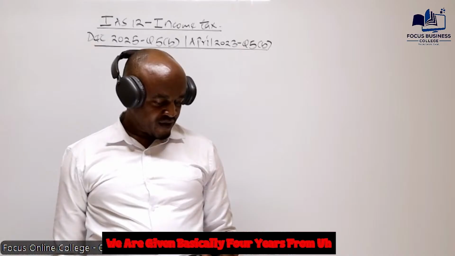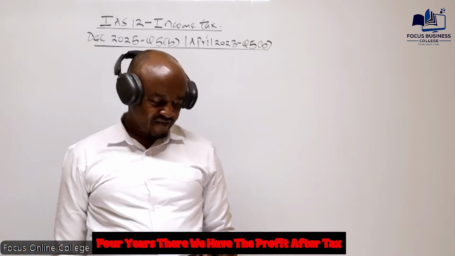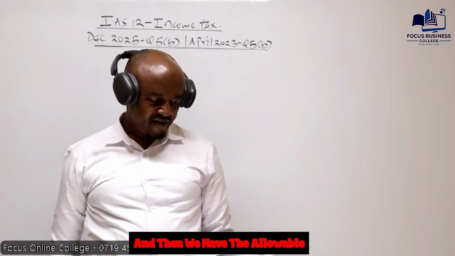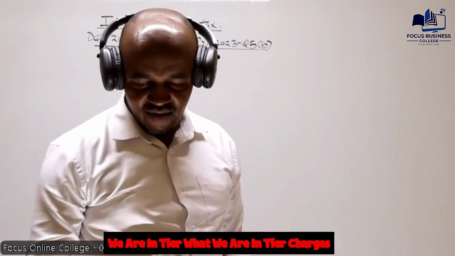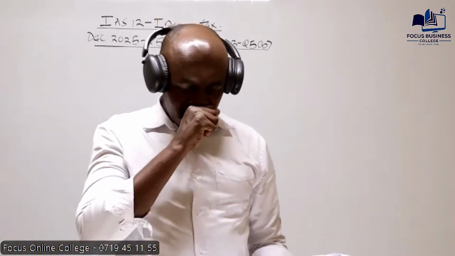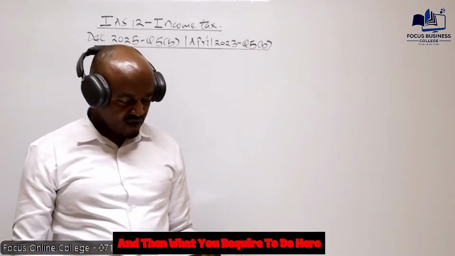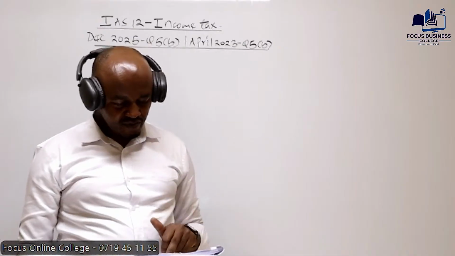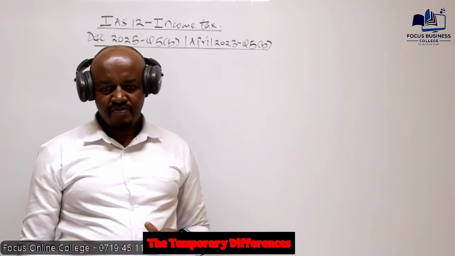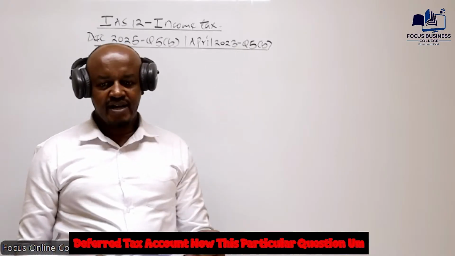So in that case, we are given 4 years. For the 4 years, we have the profit after tax, and then we have the allowable wear and tear charges. And then what we are required to do here is compute the taxable profit. We are also required to compute the temporary differences. We are also required to prepare an account which is called the deferred tax account.